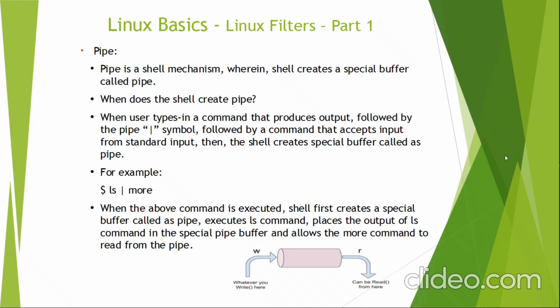So we have learnt what filters are, and we have learnt two of the filters, head and tail, and many more filters we are going to learn in the coming sessions. And we have learnt about one of the important mechanisms provided by the shell, the piping mechanism, which allows commands to communicate with each other. With this we are coming to the conclusion of today's session.